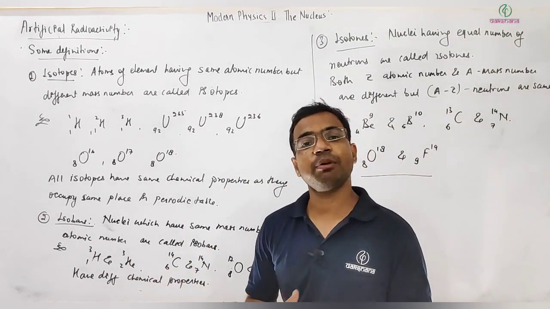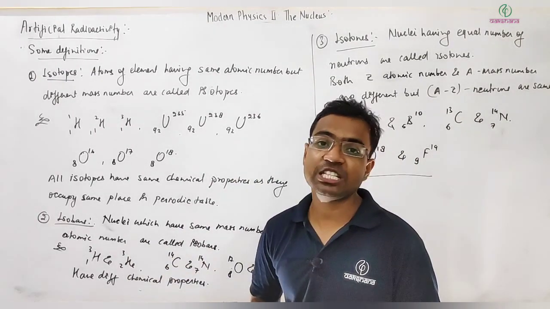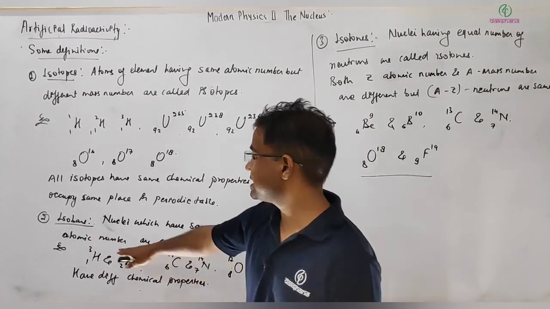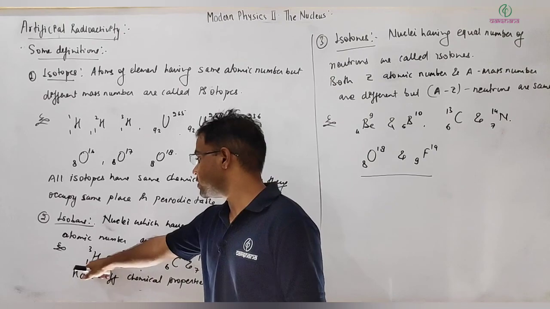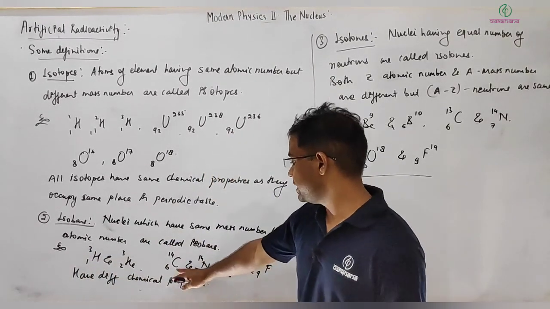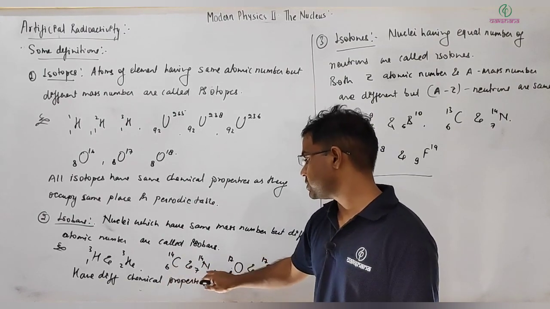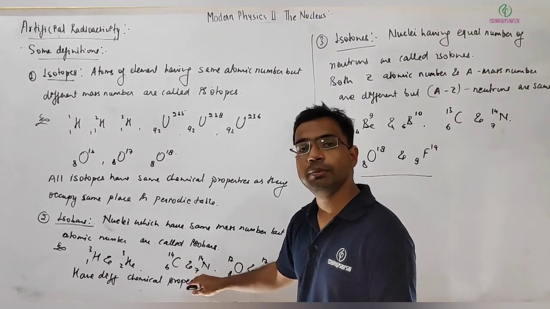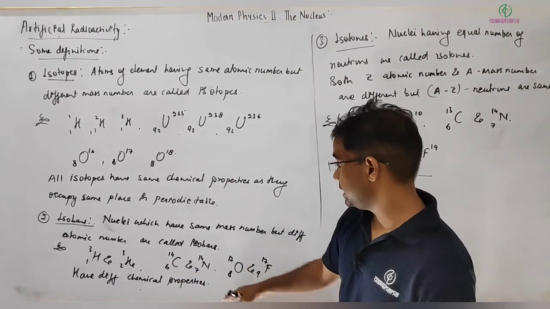Here you can see the atomic number is different, meaning they occupy different places in the periodic table, so their chemical properties will be different. Some examples of isobars are hydrogen-3 (tritium) and helium-3, and similarly carbon-14 and nitrogen-14. So the mass number is the same but the atomic number is different.